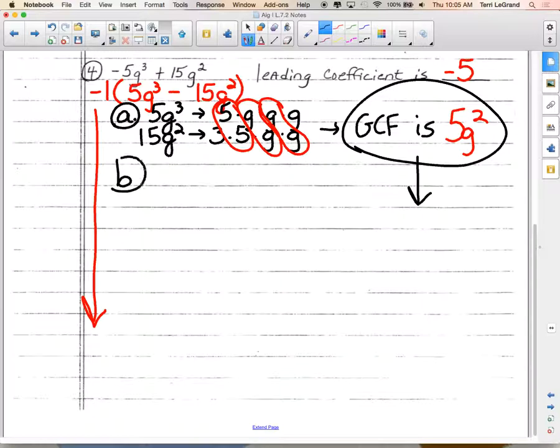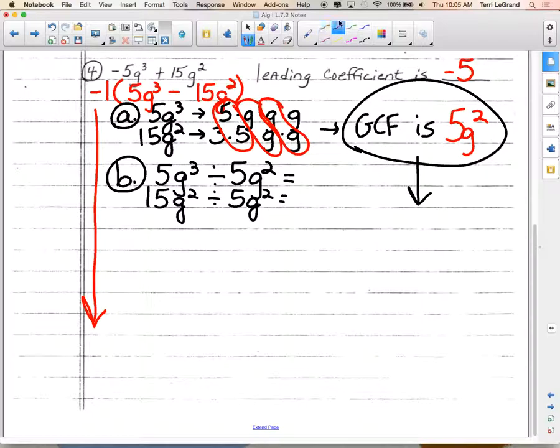So now we're going to do step B, which says take each of those terms and divide them by that 5g squared. 5g cubed divided by 5g squared is? g. 5 divided by 5 is 1. We don't need that factor of 1 necessarily. g cubed divided by g squared leaves a g. What's 15g squared divided by 5g squared? 3, because 15 divided by 5 is 3. g squared divided by g squared is 1. We don't need that factor of 1.